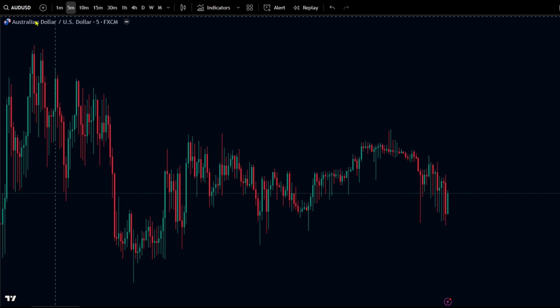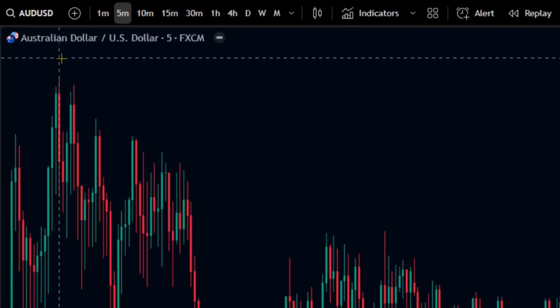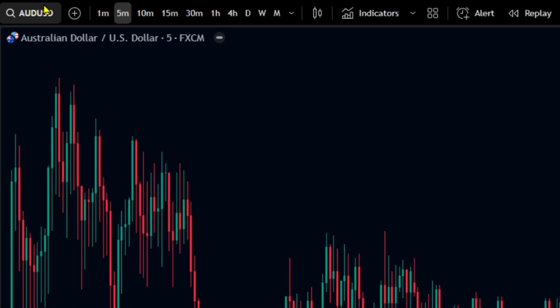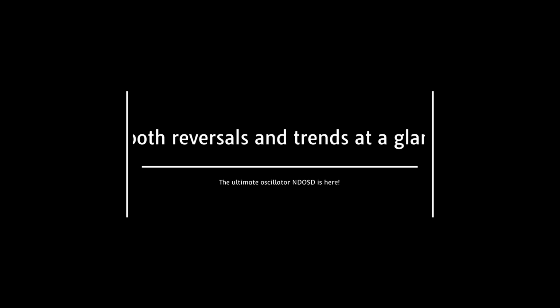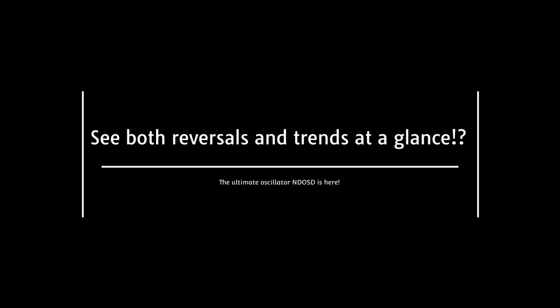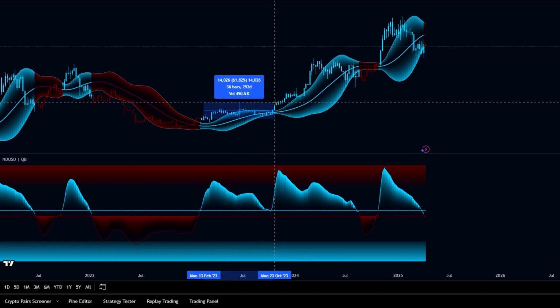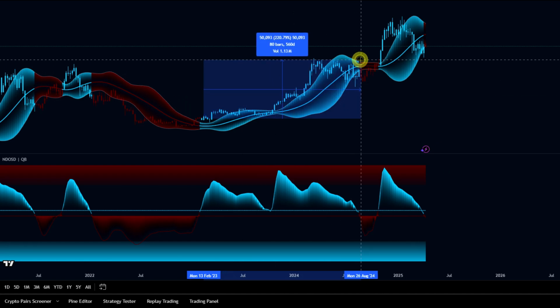To start off, let's configure the chart. Currency pair not specified. This time, we're using AUD/USD. Time frame not specified. For this test, we're using the 5-minute chart. See both reversals and trends at a glance. The ultimate oscillator NDOSD is here. Trends and reversals. Can you really spot them all with just this one tool?